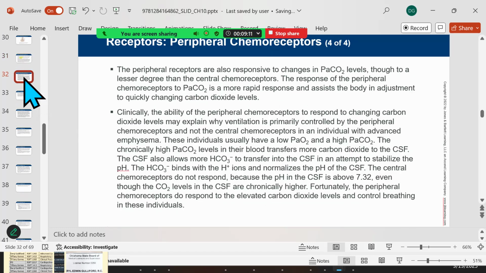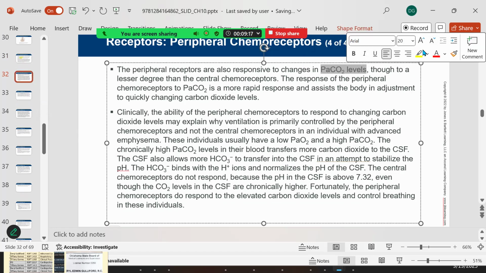Peripheral receptors are also responsive to changes in CO2. Notice how seldom we mention oxygen here, because the PaO2 is not the primary mechanism. It's the PaCO2.